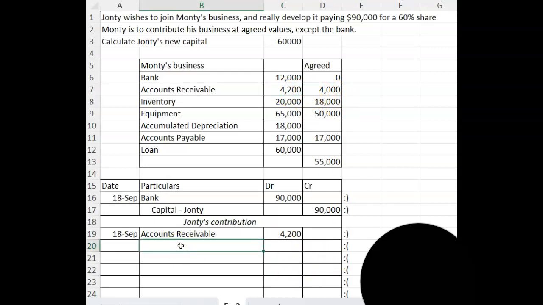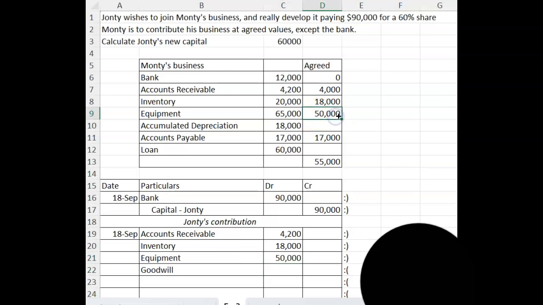And we'll bring in inventory. You can just go equals if you like. Bring in equipment. We're not going to bring in accumulated depreciation. And we'll deal with that soon. So inventory at the agreed amount. Equipment at the agreed amount.